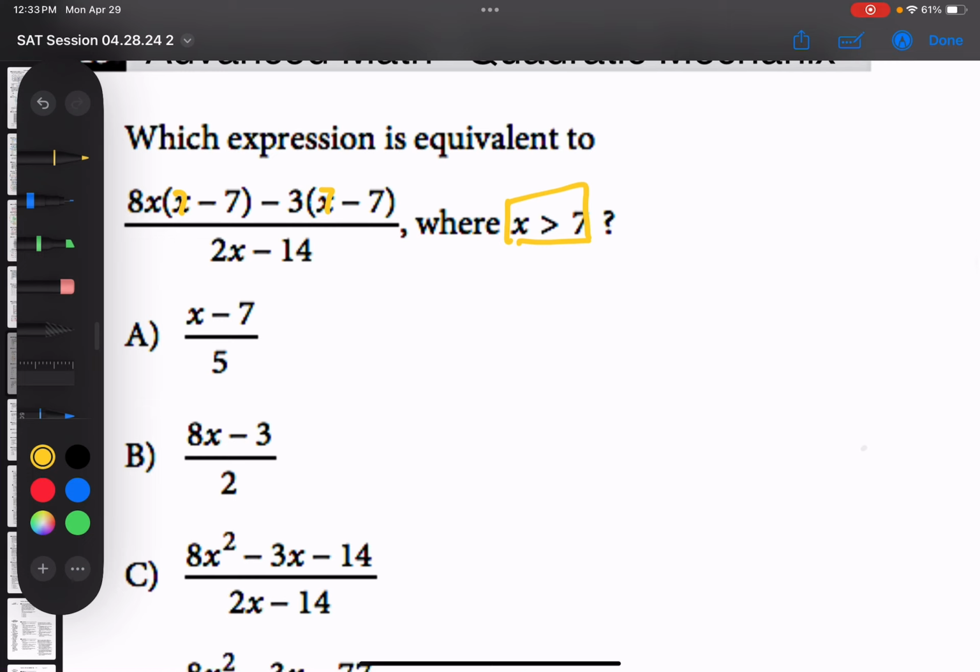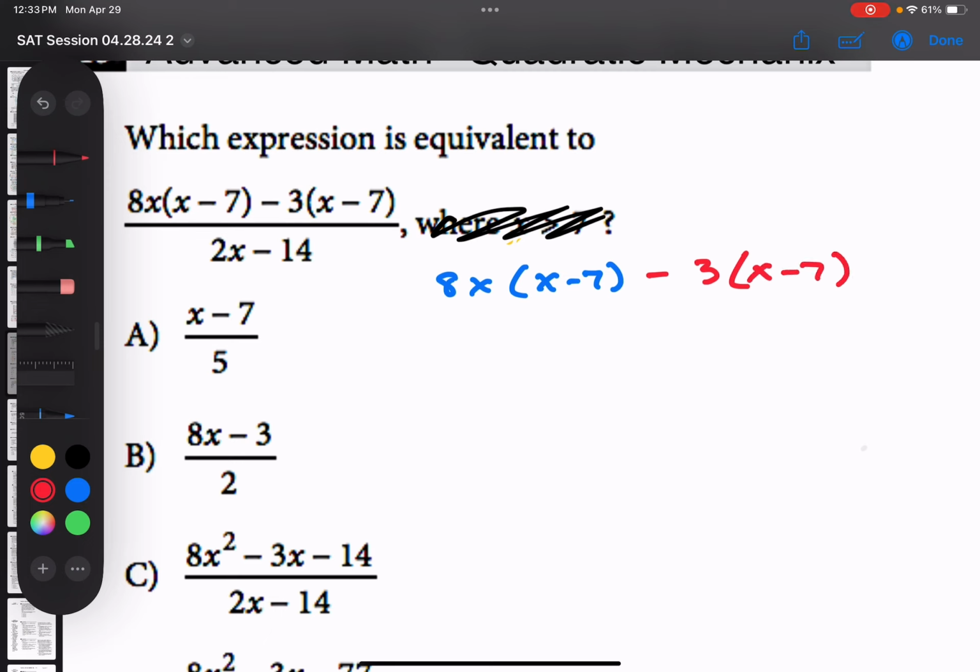All right, at that point, that's all you need to know, and nothing more. Now let's solve this. They're giving you that information, but you can clearly ignore it. Now I'm going to rewrite the equation: 8x times x minus 7, now we have minus 3 times x minus 7, all over 2x minus 14, right?